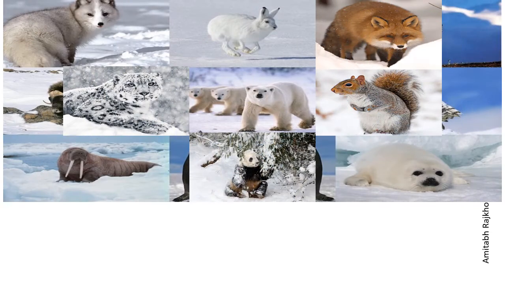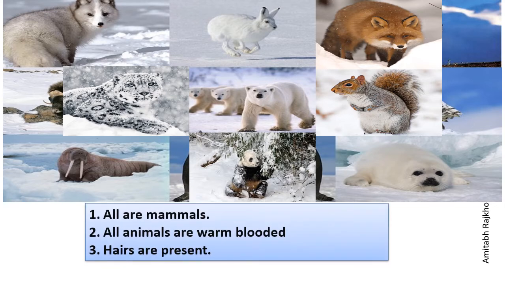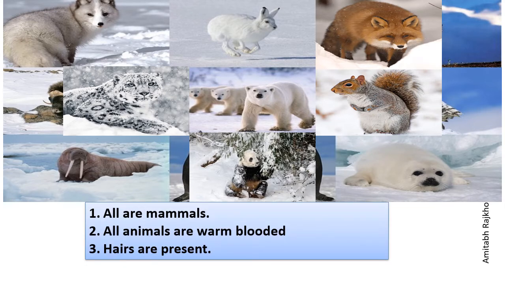Natural similarities. We can explain natural similarities with this picture. In this picture, can you tell me the commonness which is present in these organisms? These are the common characters of all these animals. All are mammals. All animals are warm-blooded, and they have hair on their body. So this is an example of natural similarities. And these organisms are placed in one group as they have natural characters.